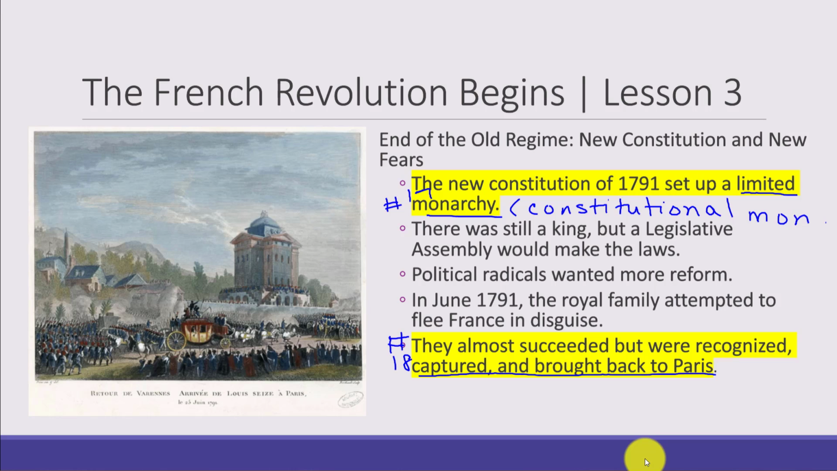The royal family tried to flee France in a disguise, but somebody did some things. There was some chatter, some snitching, and they got caught, and they were recognized and captured and brought back to Paris. And when they were brought back to Paris, that was the end of them, because they were tried and they were guillotined, which we'll find out a little bit more about later. All right.